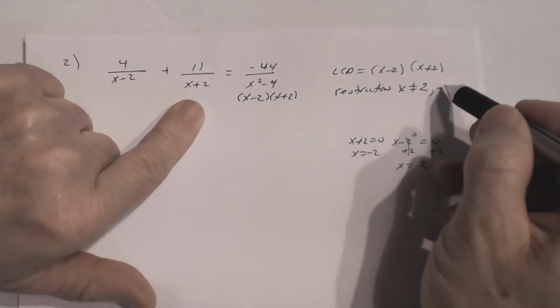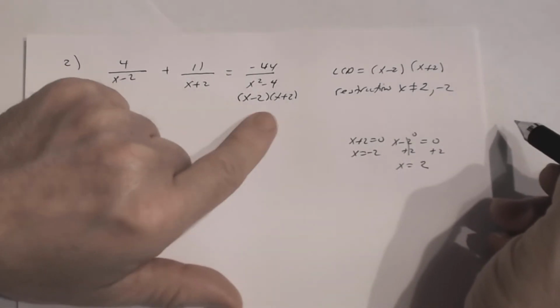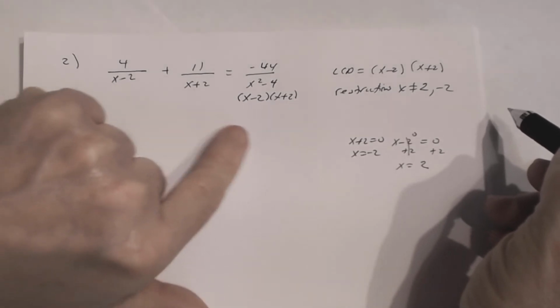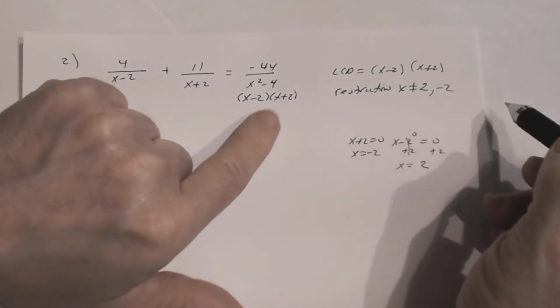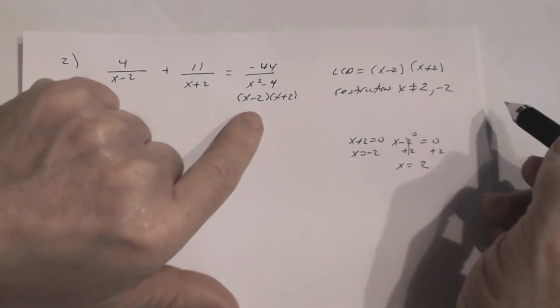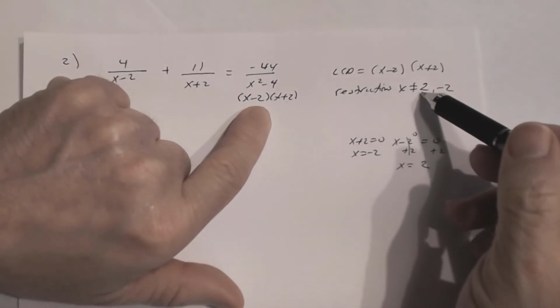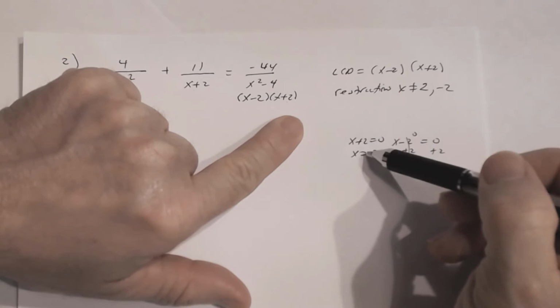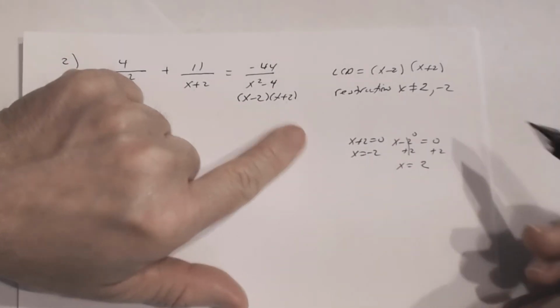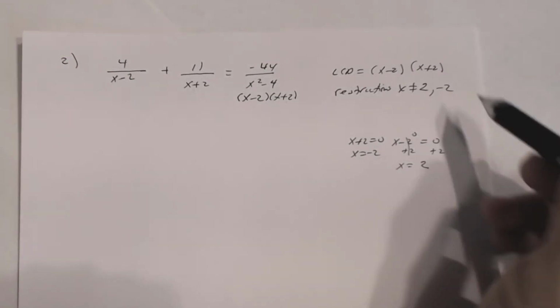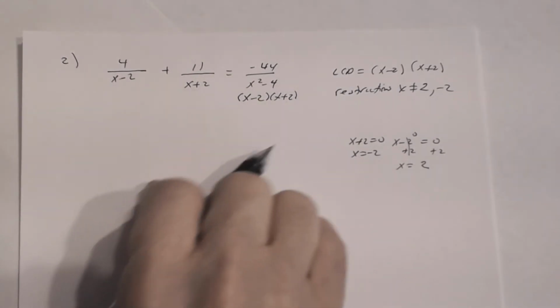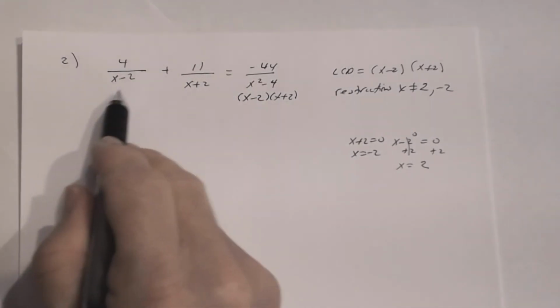So that's another restriction. Remember, you have to look at every factor in the process, even on the left and on the right. So x minus 2 is your next factor. I've already dealt with it. That's it. x plus 2 is the other factor. I've already dealt with it. So there's only 2 restrictions here. Okay? Now, once you do both of those, then the next step is to multiply both sides by the least common denominator.